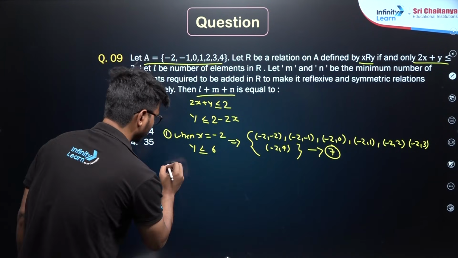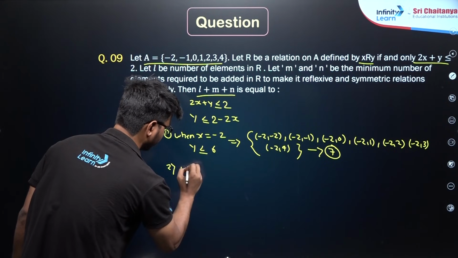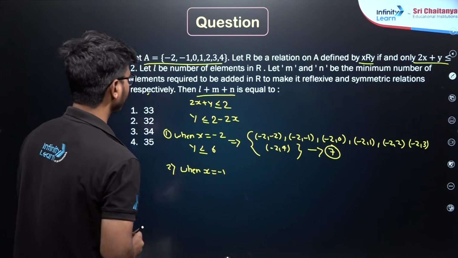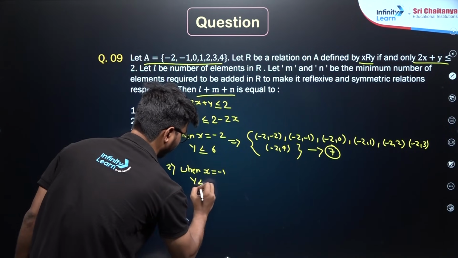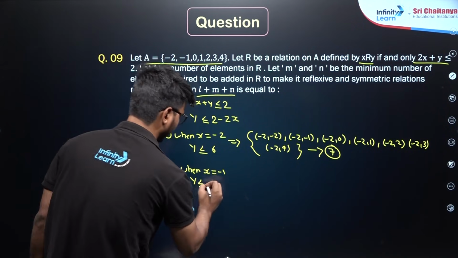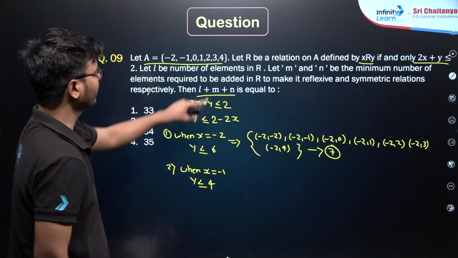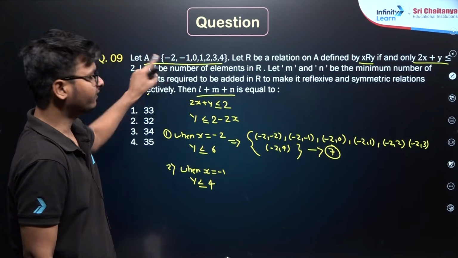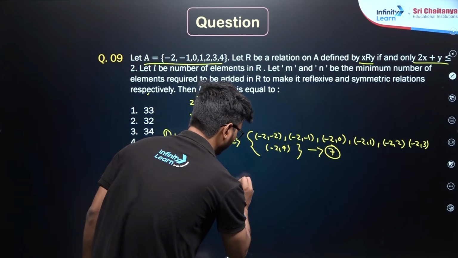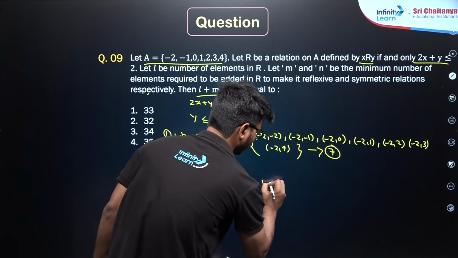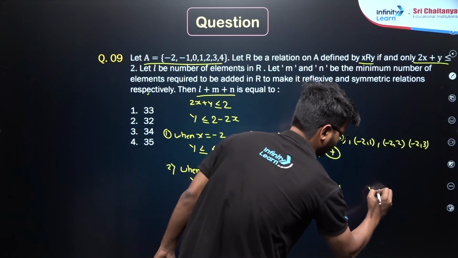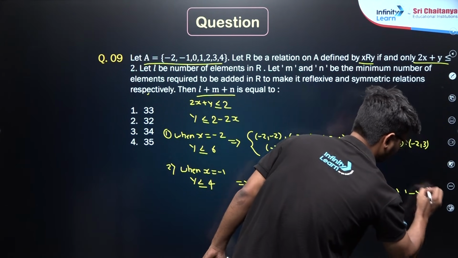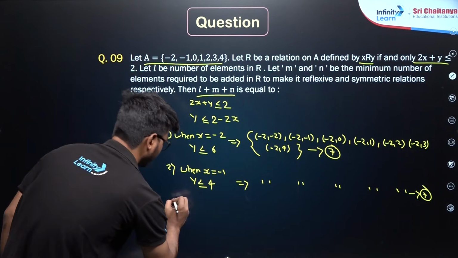Okay, let's go for the second case. The second case I am taking when x equals -1, correct? When x equals -1, y will be less than 4. And y less than 4 means again we are having the maximum value 4 and we are having the equality as well, meaning again all the elements are going to come. So I am not going to write it again. Everything will be the same for the second case, and here also the total elements we are getting is 7, correct?